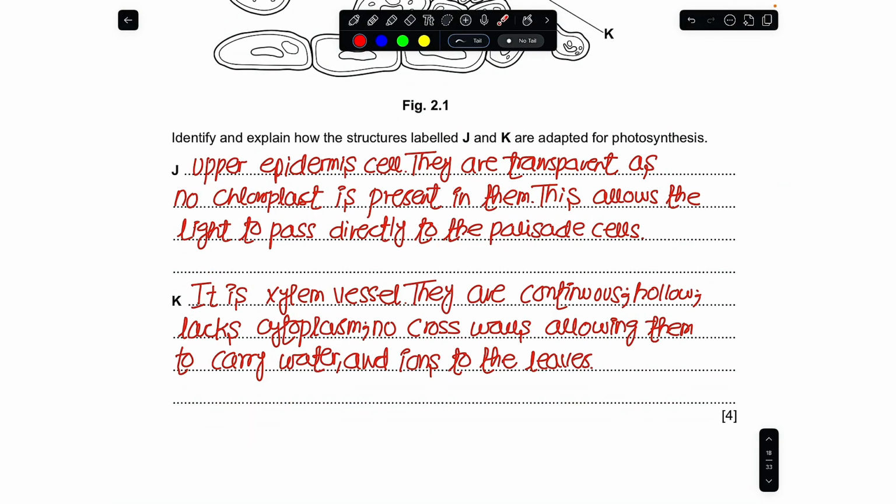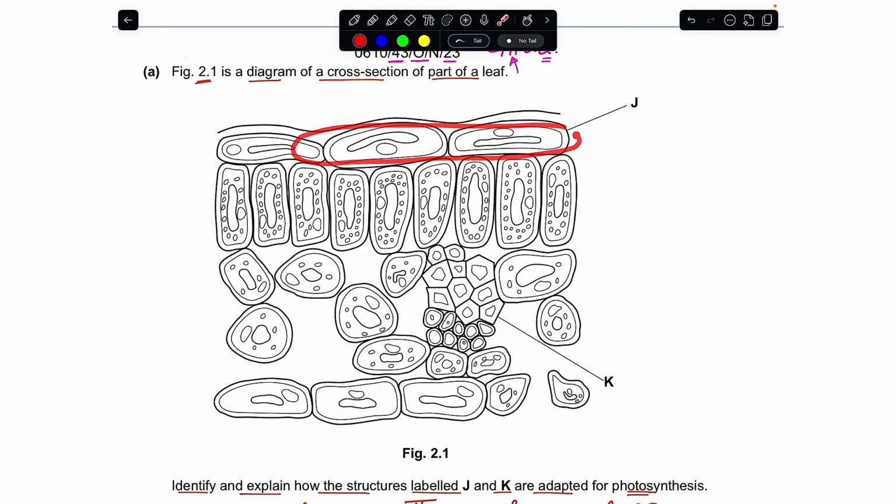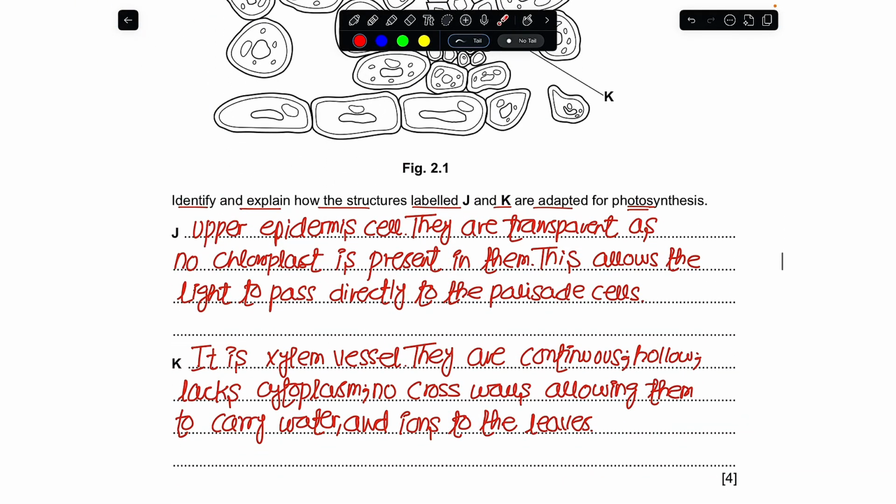For 4 marks, they say: identify and explain how the structures labeled J and K are adapted for photosynthesis. If we talk about J, they are the cells of the upper epidermis. What we know is that they lack chloroplasts, and that is why they allow the light to pass directly to the palisade mesophyll cells, which have abundant chloroplasts in them so they can photosynthesize at a maximum rate. So this is how the answer would look: this is an upper epidermis cell. They are transparent as there is no chloroplast present in them and this allows the maximum light to pass directly to the palisade cells.